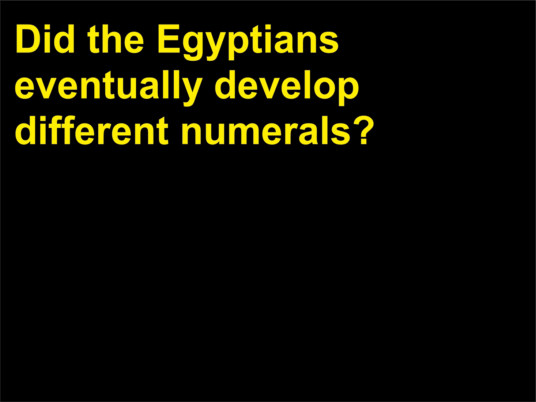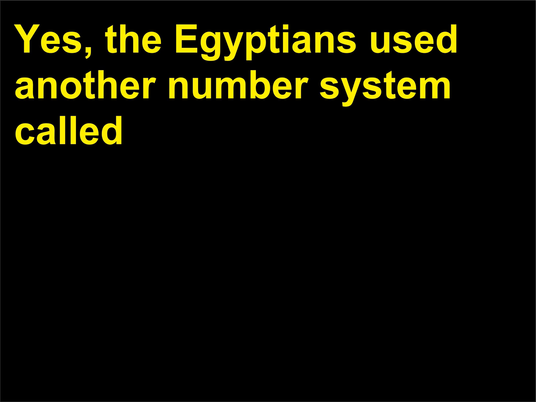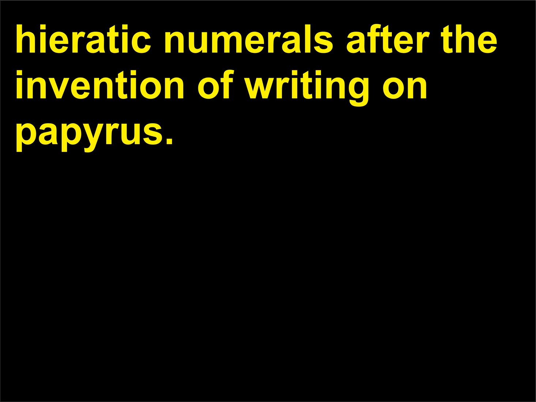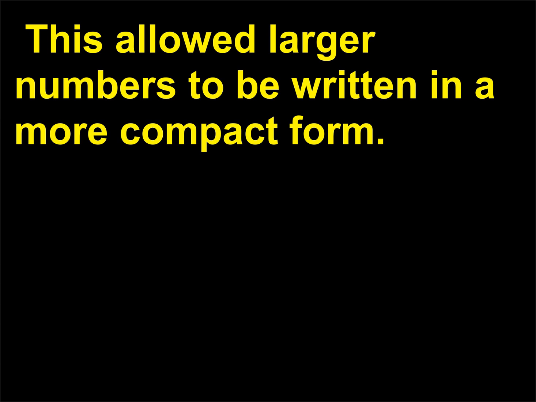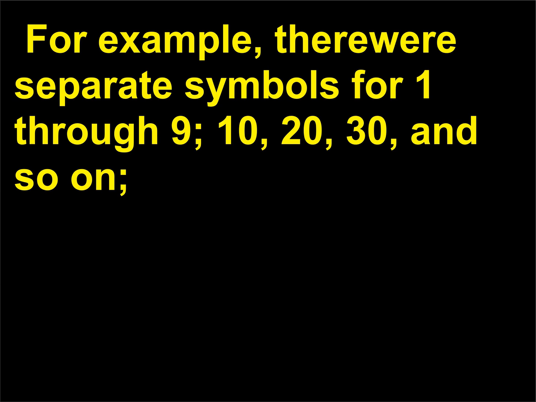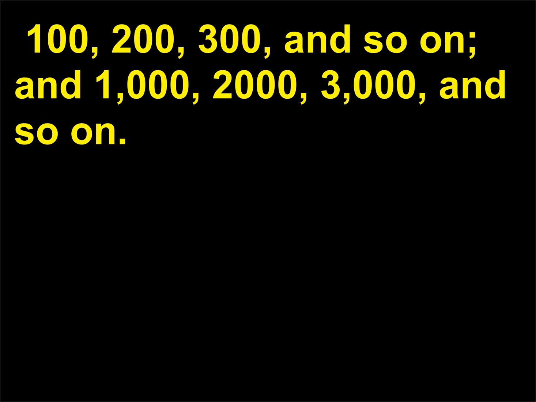Did the Egyptians eventually develop different numerals? Yes, the Egyptians used another number system called hieratic numerals after the invention of writing on papyrus. This allowed larger numbers to be written in a more compact form. For example, there were separate symbols for 1 through 9, 10, 20, 30, and so on, 100, 200, 300, and so on, and 1000, 2000, 3000, and so on.